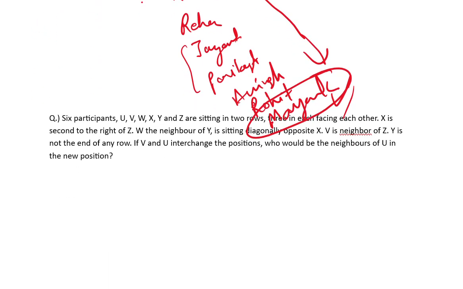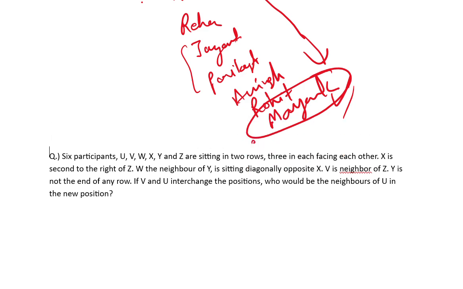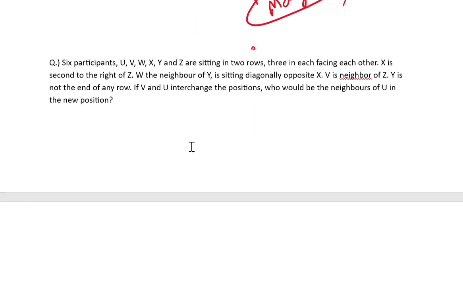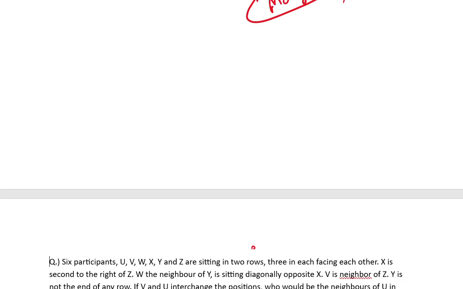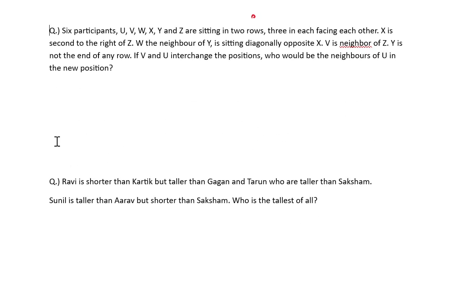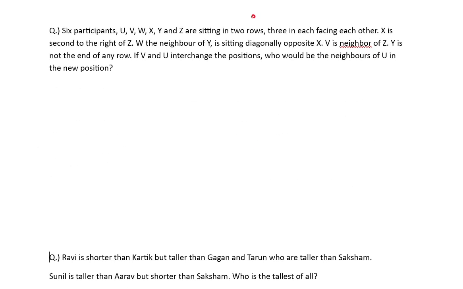This is how we are supposed to do these questions. 6 participants. Now we again have a row question. Let us solve it and try to make an equation.